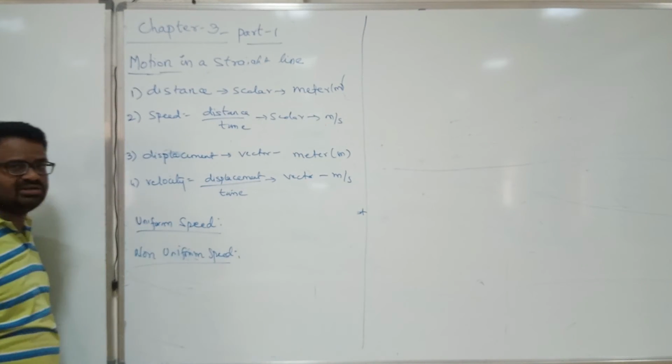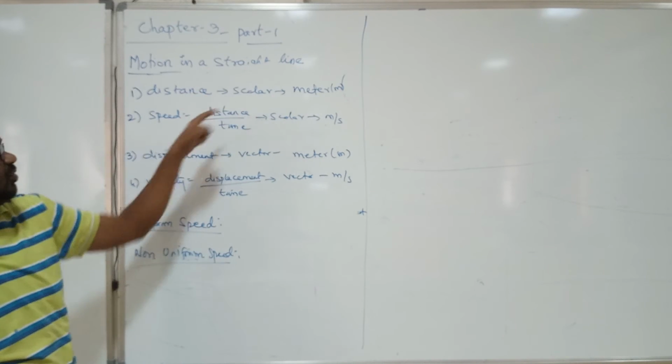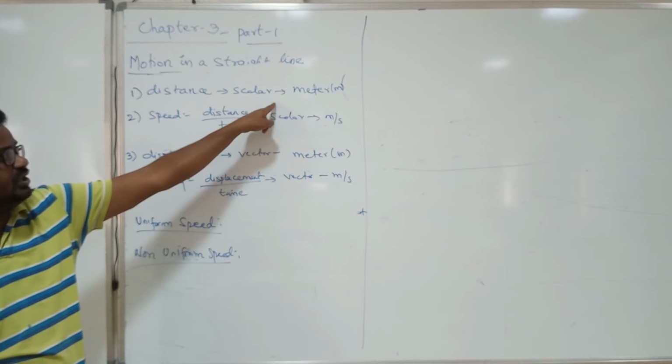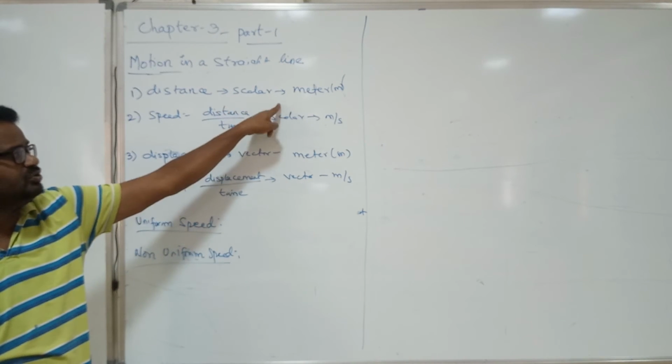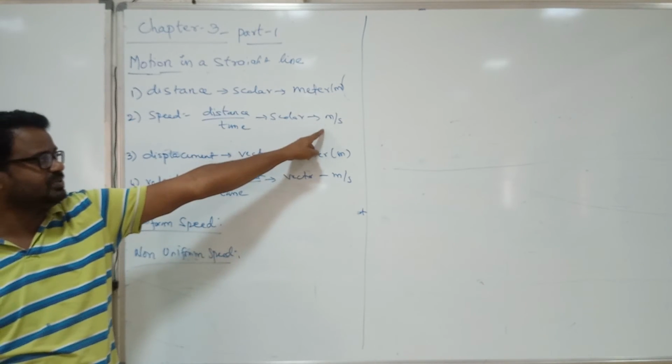These are the things you have learned so far. Distance is a scalar quantity expressed in meters, the total path length traveled by the body. Speed is the rate of change of position. Distance is change of position, and dividing with time gives the rate of change of position. In physical terms, it is the rate of change of position. It's a scalar quantity.